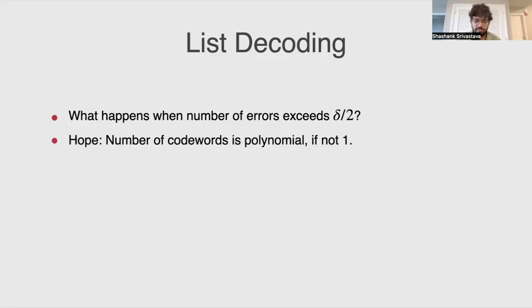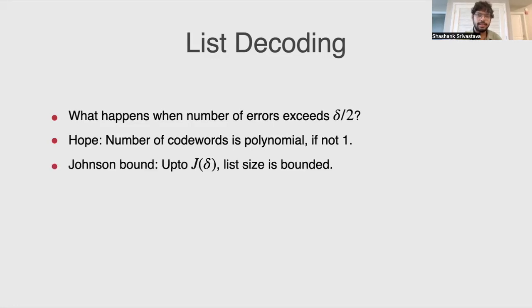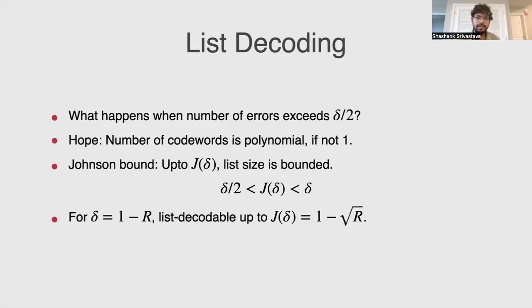So as we go for number of errors exceeding delta over 2, it will certainly happen that we cannot always answer with a unique code word. But the hope is that the number of code words will still be polynomial, if not 1. And this hope indeed comes out to be true because there is always a threshold called the Johnson bound, up to which the list size is bounded. And this threshold is always strictly between delta over 2 and delta. When the distance is 1 minus R, this threshold takes the form of 1 minus square root R.